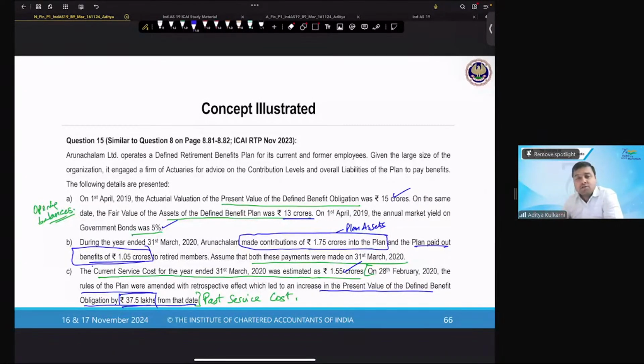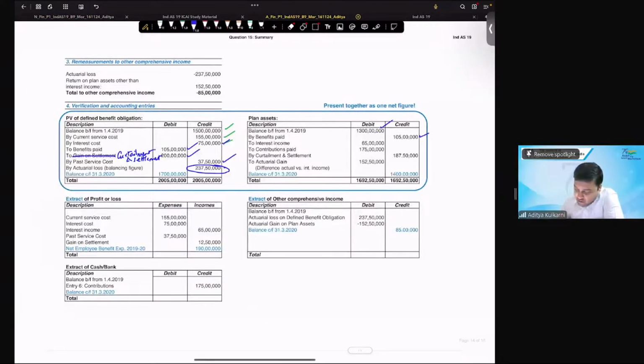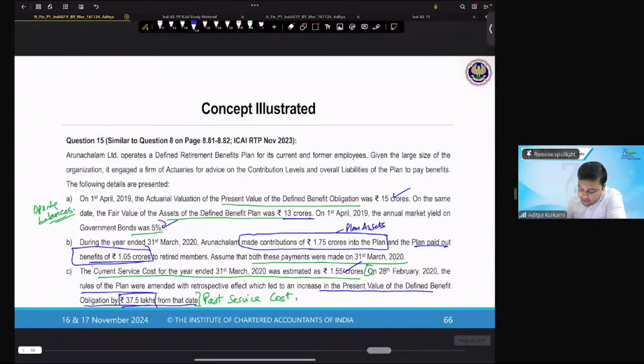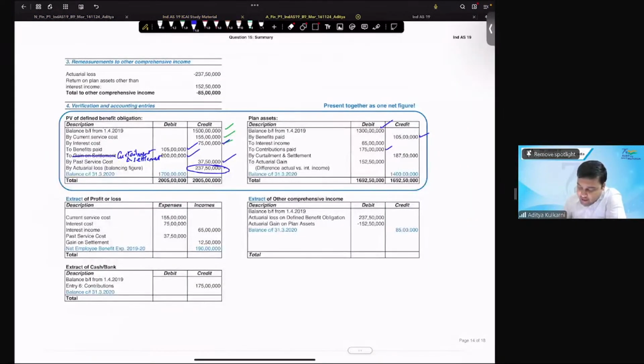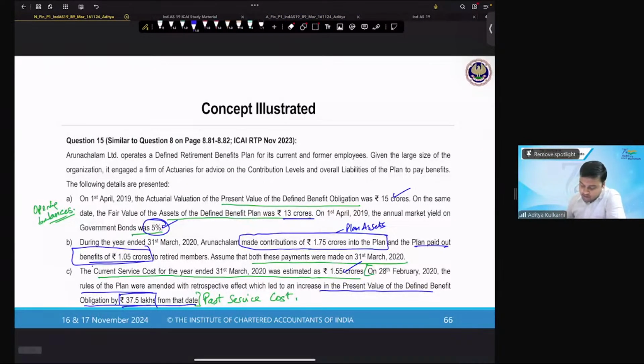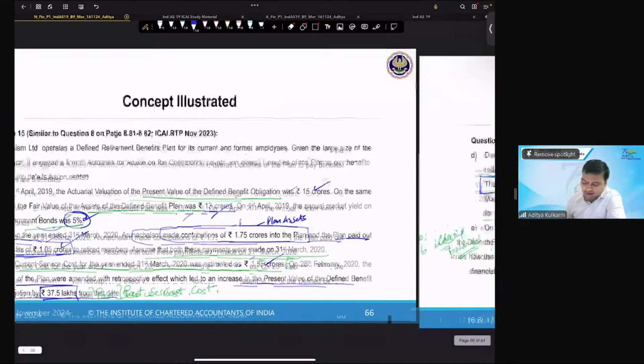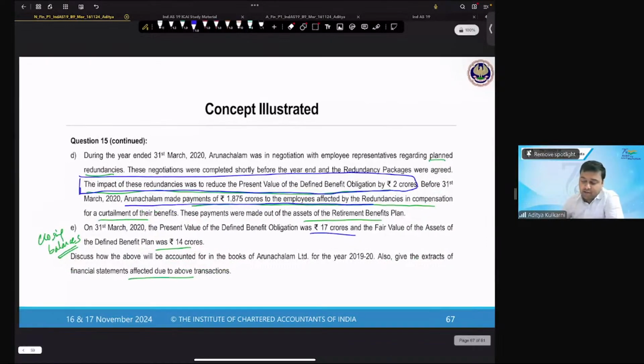Additionally, made contributions of 1.75 crores. So contributions increase, so debit to the plan assets 1.75 crores. And the discount rate is 5%. So expected return is going to be how much? 13 crores into 5%. So 65 lakhs, which is this value. Okay. And finally, this is all done. I have taken opening balance, I have taken benefits paid, I have taken the 5% yield. That's about it. Coming to the next one.